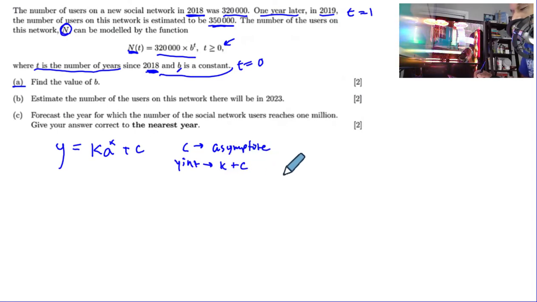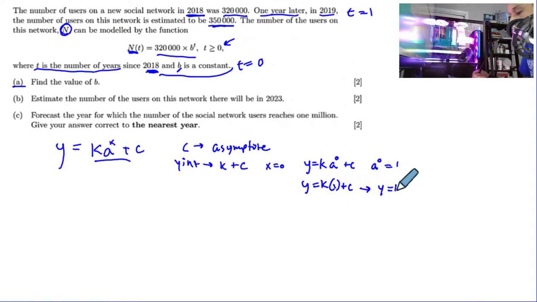Probably wondering, how do you know that? Well, don't forget, the y-intercept is when x equals 0. So if we look at our equation here, let's just see what happens when we put x equals 0. So y equals k a to the 0 plus c. Well, a to the 0 power equals 1. Anything to the 0 power is 1. So we end up with y equals k times 1 plus c. That's just going to equal y is k plus c. So that's the y-intercept.